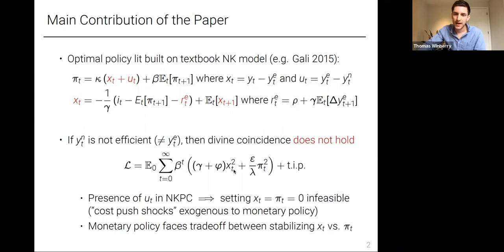Okay. Now, unfortunately, eliminating this welfare relevant output gap, setting X to zero and setting inflation to zero, isn't feasible because you can't just set those two things to zero in the New Keynesian Phillips curve. You have this additional cost push shock term. So monetary policy faces a trade-off. It's going to have to trade off how much it wants to stabilize output relative to the efficient level and inflation, where that trade-off is governed by these parameters of the model.